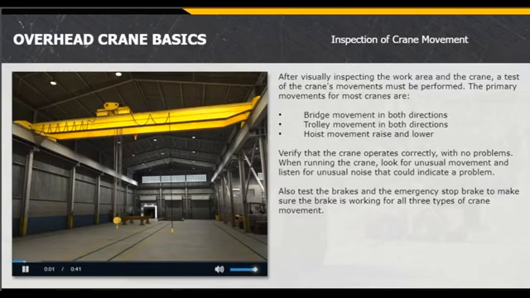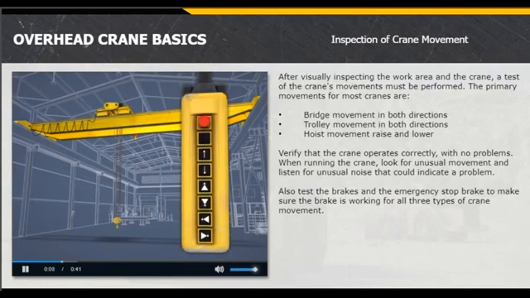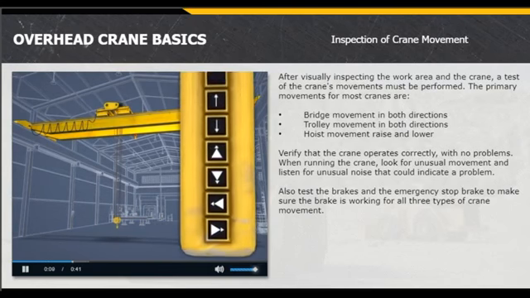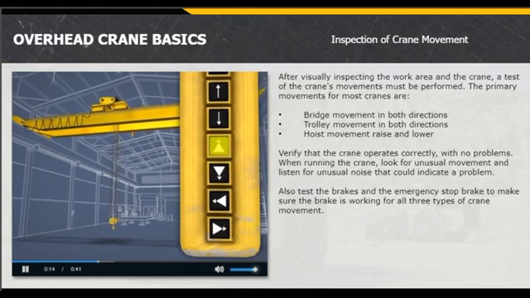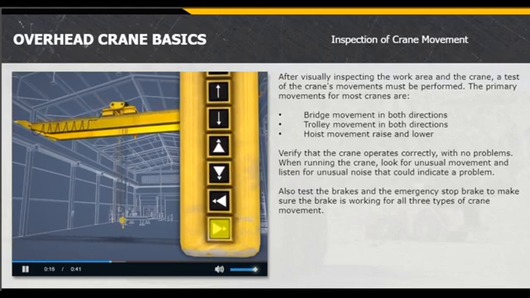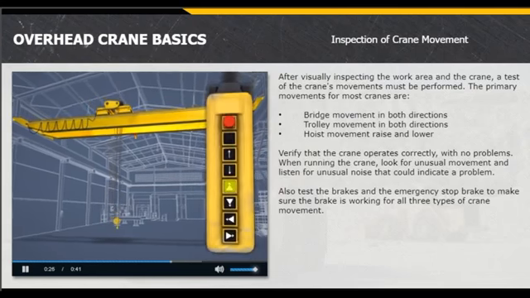After visually inspecting the work area and the crane, a test of the crane's movements must be performed. The primary movements for most cranes are bridge movement in both directions, trolley movement in both directions, and hoist movement, raise and lower. Verify that the crane operates correctly with no problems.